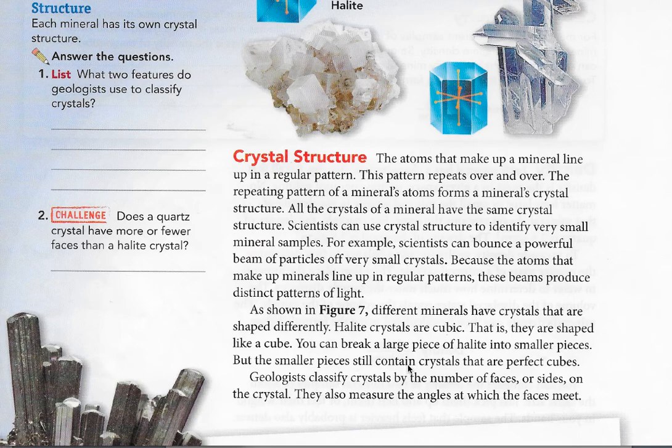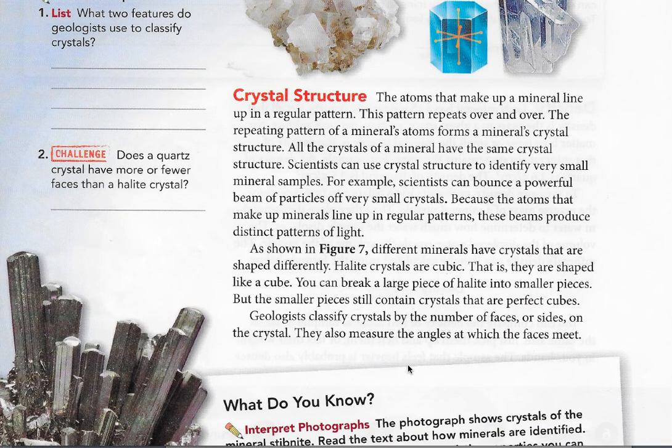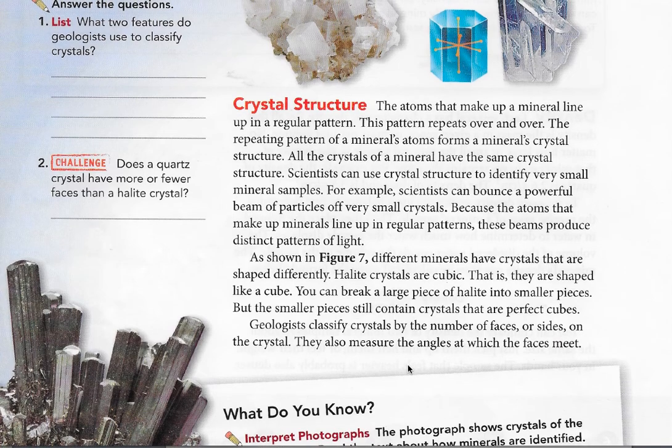As shown in Figure 7, different minerals have different crystals that are shaped differently. Halite crystals are cubic. That is, they are shaped like a cube. You can break a large piece of halite into smaller pieces, but the smaller pieces still contain crystals that form perfect cubes. Geologists classify crystals by the number of faces or sides on the crystals. They also measure the angles at which the faces meet.